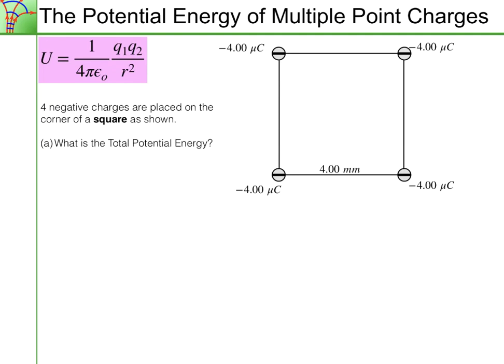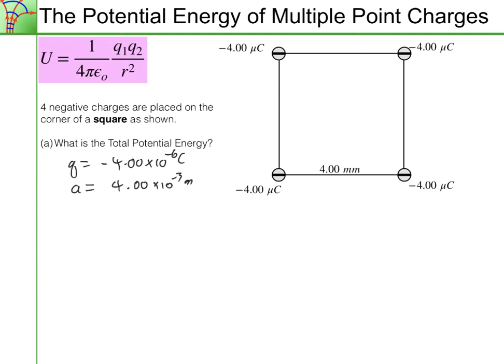It's 4 charges. Each charge has a value of minus 4.00 times 10 to the minus 6 coulombs, that is, microcoulombs. They're on a square, so they all have the same distance, 4.00 times 10 to the minus 3 meters. So what's the total potential energy stored in this?